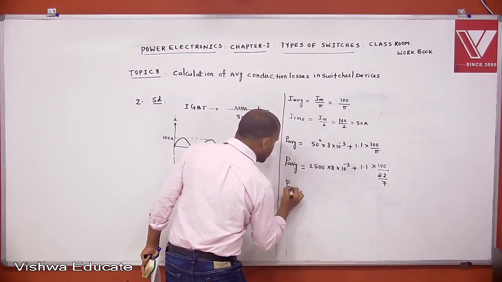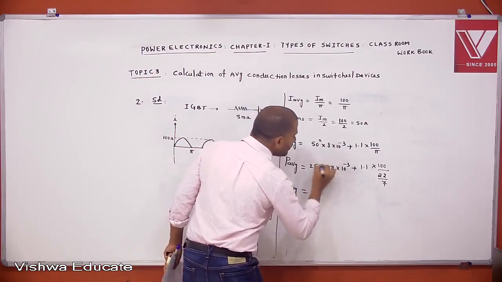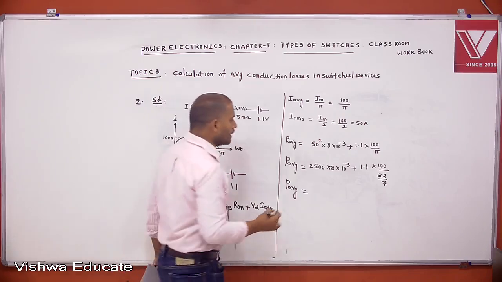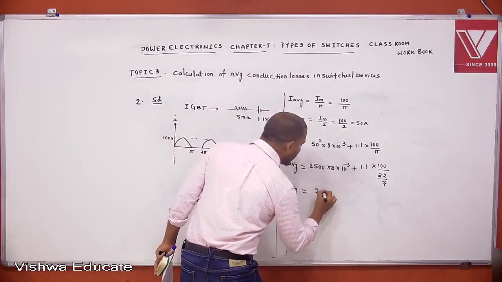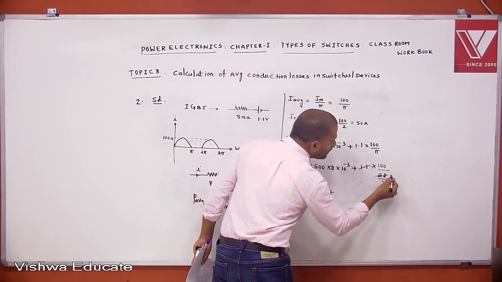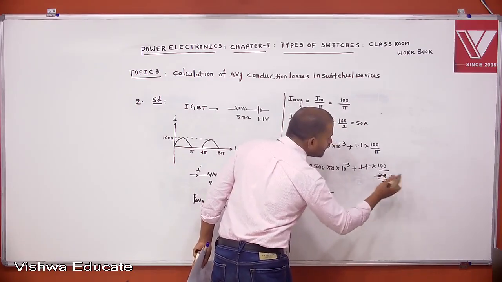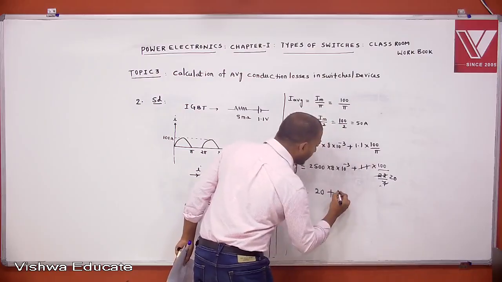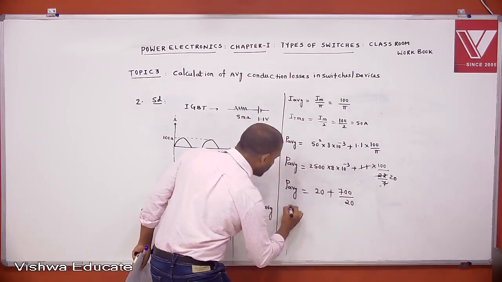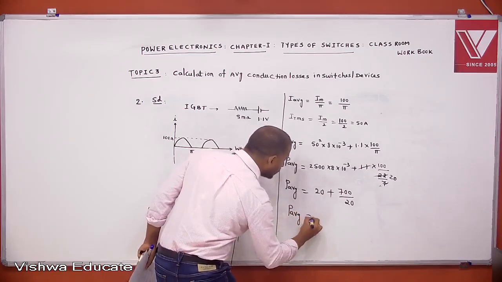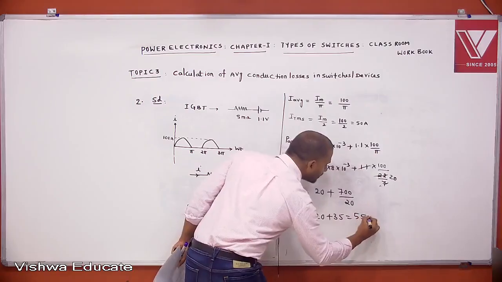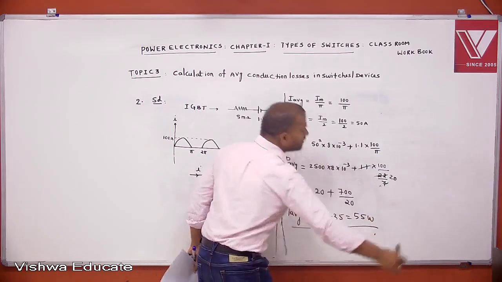Then average power loss equals, simplify, what do you get? 2.5 into 8, how much is this? 20. Plus, how much can you get? 1.1, this is 20 times. This is 700 by 20. Then how much do you get? Average power loss equals 20 plus 35. How many watts? 55 watts.